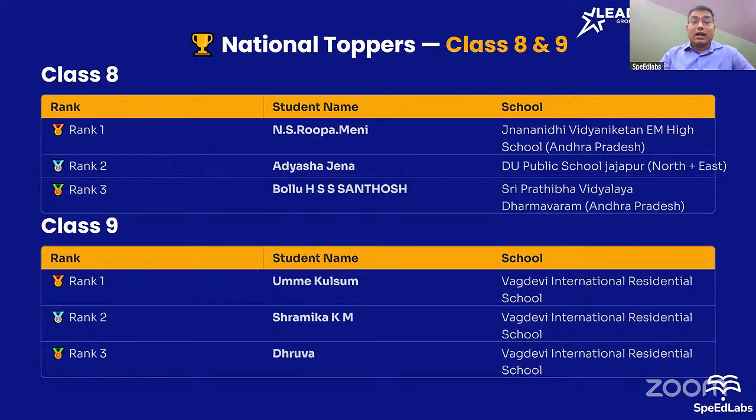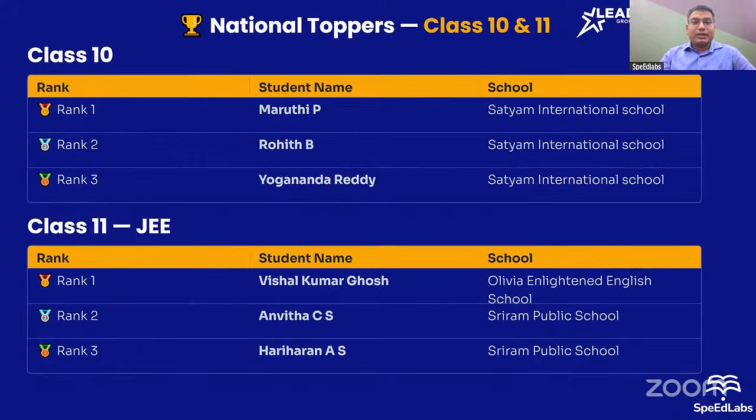These students are qualified as national winners. Nationally, they have done really good. That's why their names are appearing. If we go to the 10th grade, Maruti P, Rohit, and Yoganand Reddy, again, these are from the same school. They have done really good for the 10th grade.